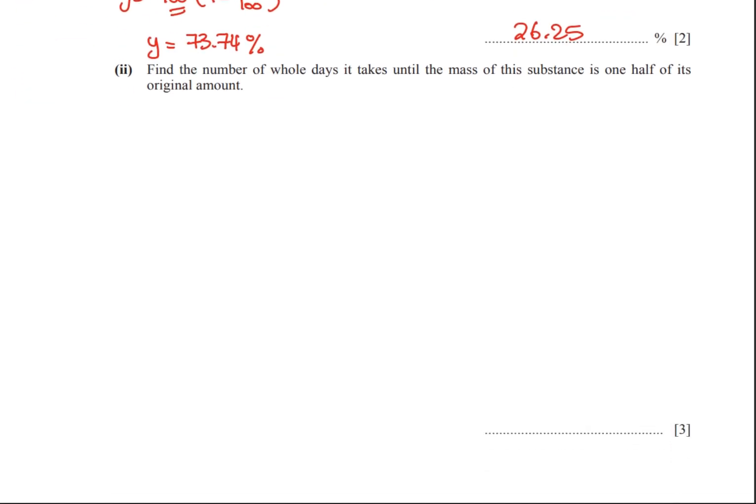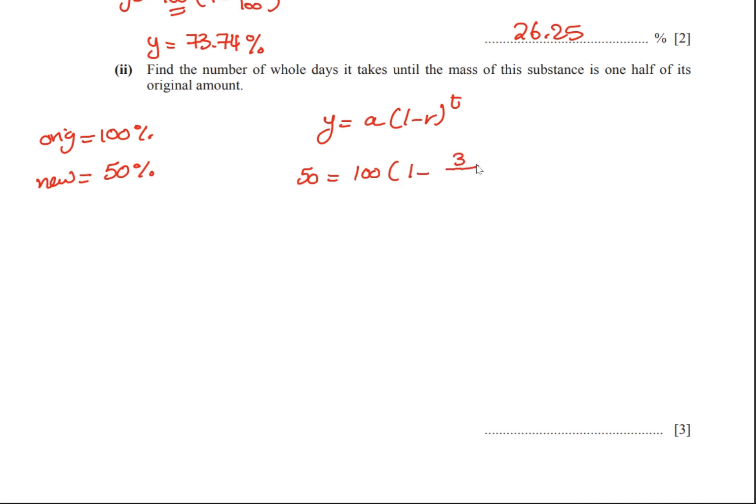Okay, next question. Find the number of whole days it takes until the mass of this substance is 1/2 its original amount. So the new amount is 1/2 of its original amount. If I said that the original amount is 100%, that means the new amount will be 50%. So go and write the rule. Y equals A (1 minus R) power T. So y, the new amount, which is 50, equals 100 (1 minus 3 over 100) power T, which I don't know.